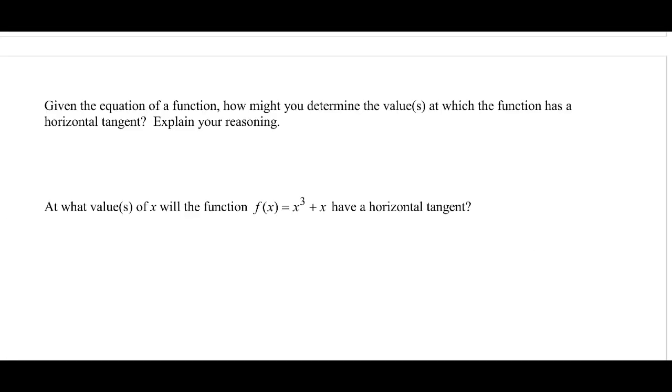Our last page here deals primarily with the conceptual and the logical, which is vitally important for the AP Calculus exam. We're going to walk through each of these questions.